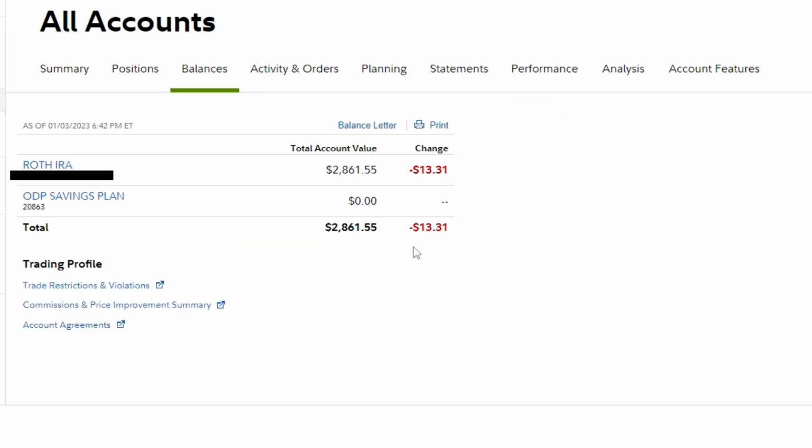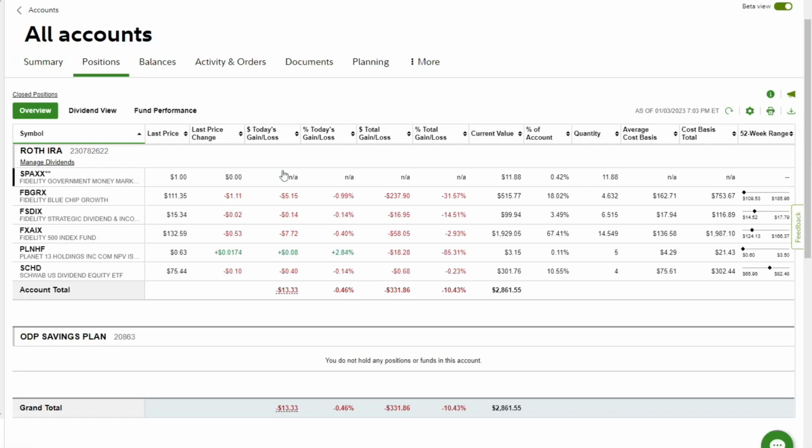Here we have my account sitting at $2,861. And these are the positions in the portfolio. As you can see, most of them are in the red just because of how the market is in general. This is a Roth IRA, and most of my investment is in the Fidelity 500 Index Fund, which tracks the S&P 500, which is down at the moment. So hence, that's why my account is down. And also my second biggest holding on this account is my Blue Chip Growth, which is tech stocks, I guess you could say. And it's also down.